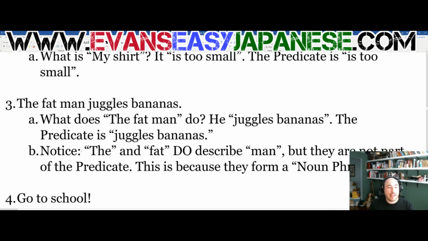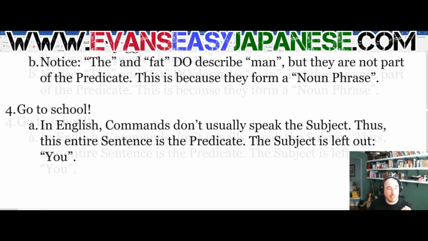Okay, so notice that the and fat do describe man, but they are not part of the predicate, okay? Because they are part of the subject. This is because they form a noun phrase. We will talk about phrases in the future, but hopefully you can see the fat man juggles bananas. I hope you can draw that line in the sand, in the sentence, to see that there is a difference. The fat man is the subject, and juggles bananas is the predicate.